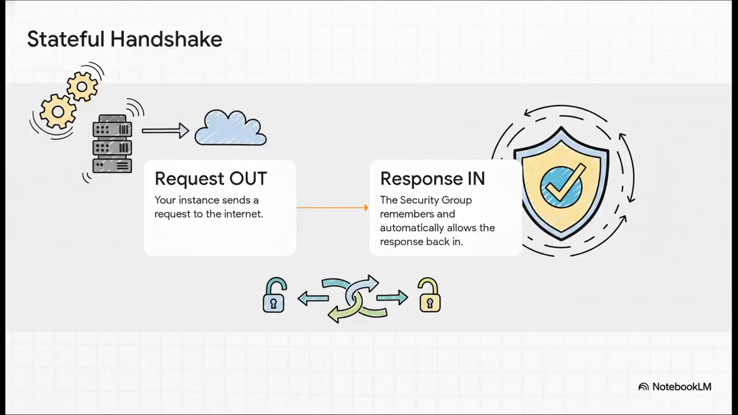And look at how beautifully simple this is. Step 1, your server sends a request out. Step 2, the bodyguard recognizes the returning traffic and just lets it through. You don't need an extra rule. This makes managing your security so much easier day to day.